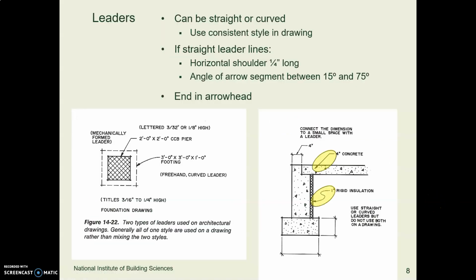In an architectural drawing, when you have a leader, a line with an arrow and a note attached to it, you can use either straight lines or squiggly lines, curved lines. Either one is acceptable according to the standard. If you choose straight lines, then you need to have a horizontal leg here. It's about 1/4 of an inch long. And the segment with the arrowhead on it needs to be at an angle within 15 degrees of horizontal or vertical, or as we say, between 15 and 75 degrees.